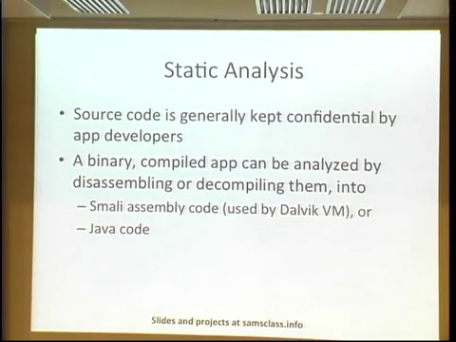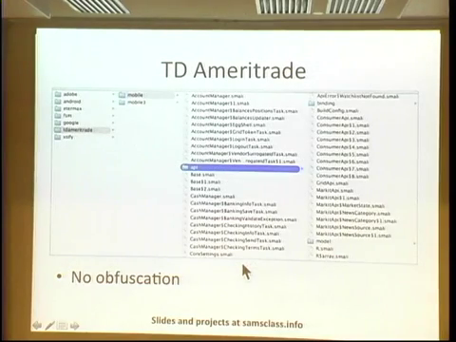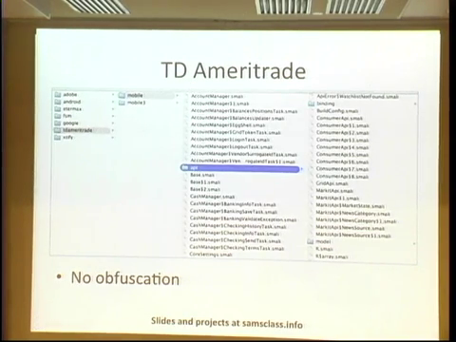Windows binaries, when you decompile them, turn into assembly language, which is relatively difficult to understand, but this stuff turns into Smali code. And all you need is this APK tool, a free open source product. So I gave my students homework to play with this, writing Trojans to an Android app. So you just run this thing, and it does its magic and turns this thing into just a whole bunch of little objects. And here's TD Ameritrade, a financial stock trading app.